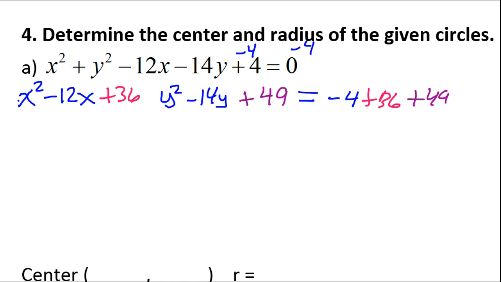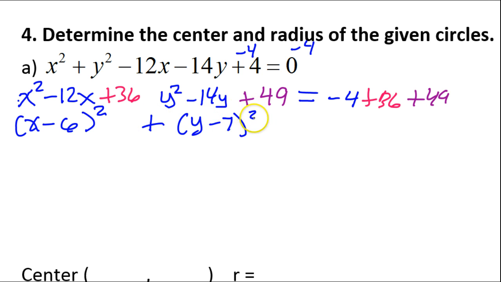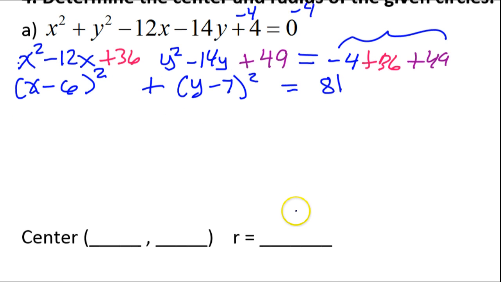So when I do this, that means that this is going to be x minus 6 twice. And this side over here is going to be y minus 7 twice. What do you get from putting all 3 of these together? 81. Great. Okay, well there it is. I left myself a ton of space I didn't really need. This is the standard form. Now I can know the center and the radius.